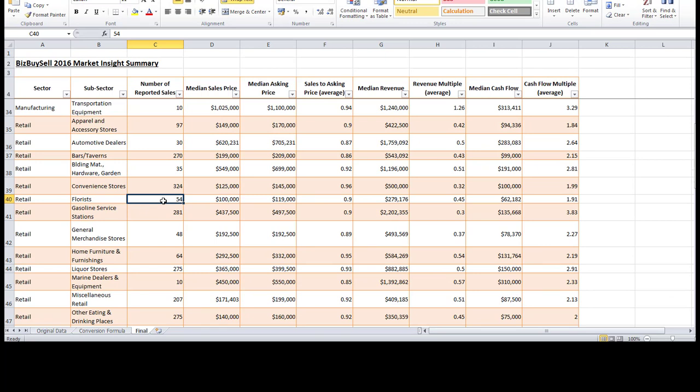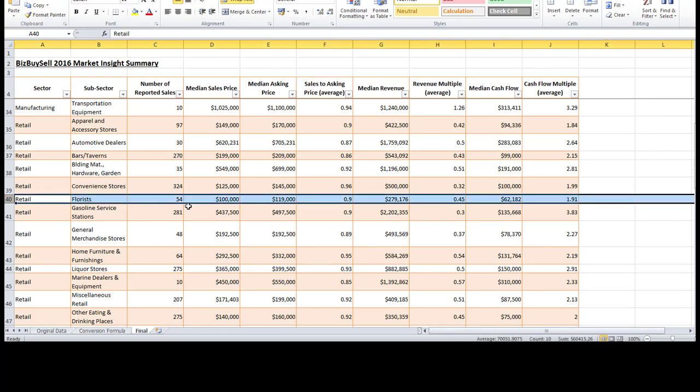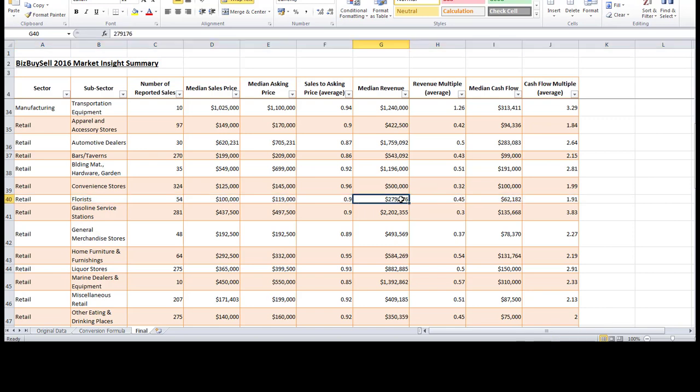Florists. If you're interested in the florist market, you can see that last year there were 54 sales of florists in this particular data set. And you can compare them to the business that you're interested in. Maybe if you're selling a florist or looking at buying a florist, you can compare this data. So the median turnover of these businesses was $279,000. Median cash flow from those businesses was $62,000. And the sale price that they went for as a median was $100,000. I think that's been rounded. With a cash flow multiple of 1.91 and a revenue multiple of 0.45.